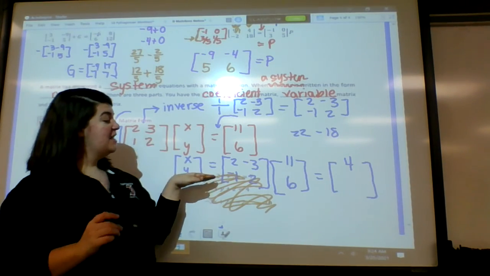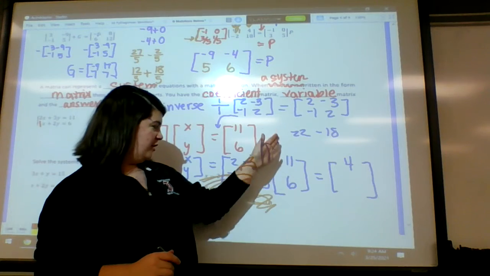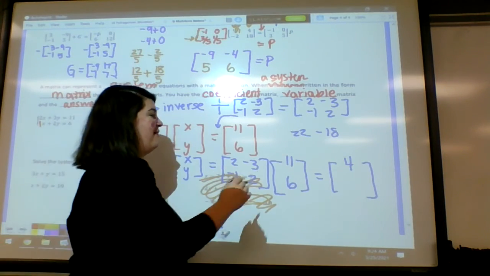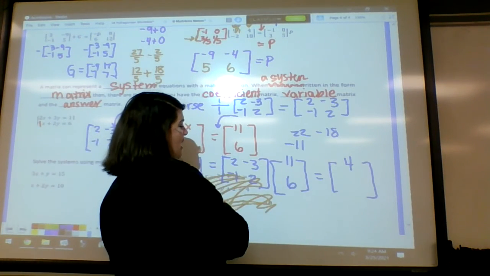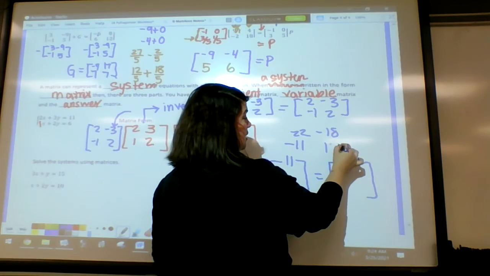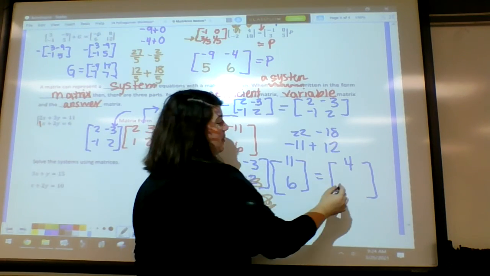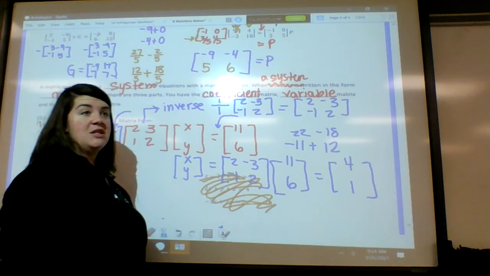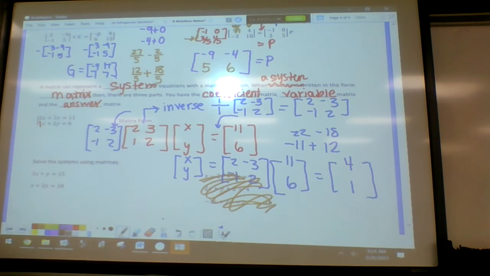And then find y. Second row, first column. Negative 1 times 11, negative 11. 2 times 6, 12. Add those together, we get 1. So y is equal to 1. So solving a system using some matrices instead.